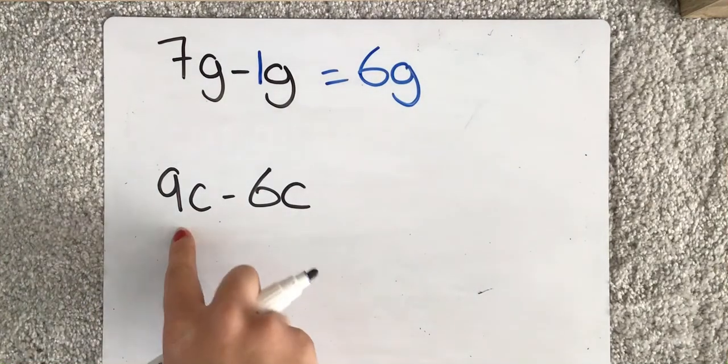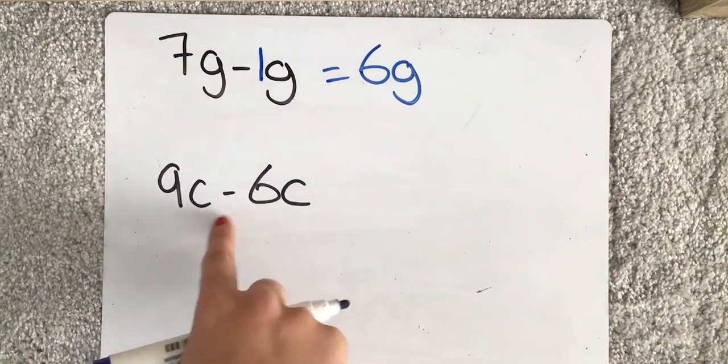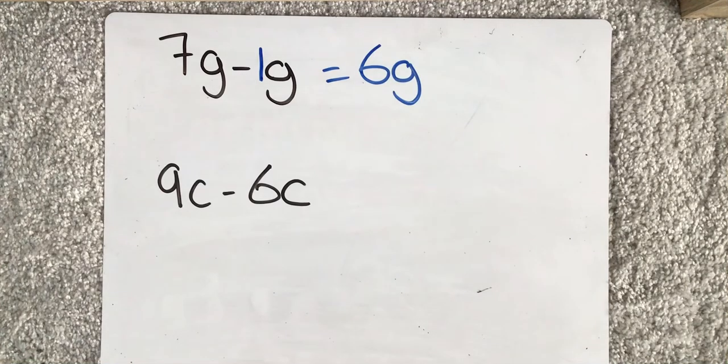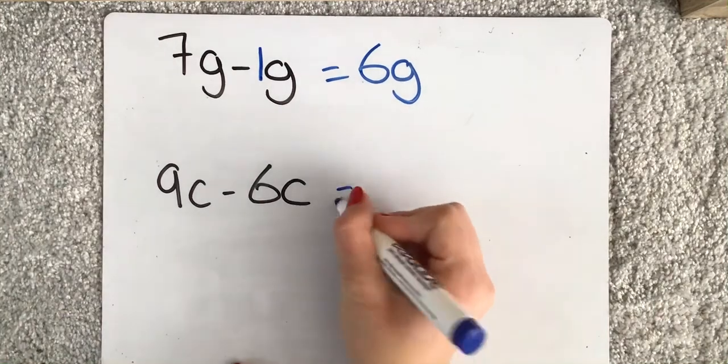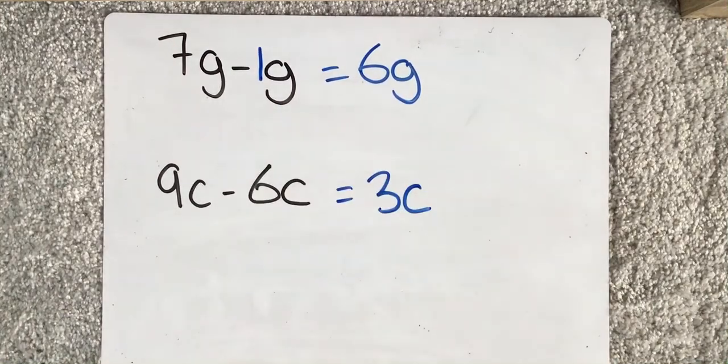Equally, if I've got something like 9C take away 6C, so I started with my 9 chimpanzees, and we gave away 6 of them. We thought actually 6 of them are going to go somewhere else. I've now only got 3 chimpanzees left.